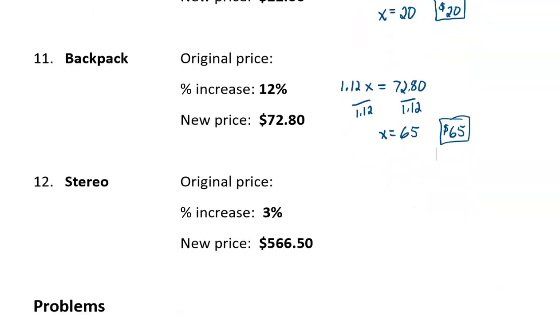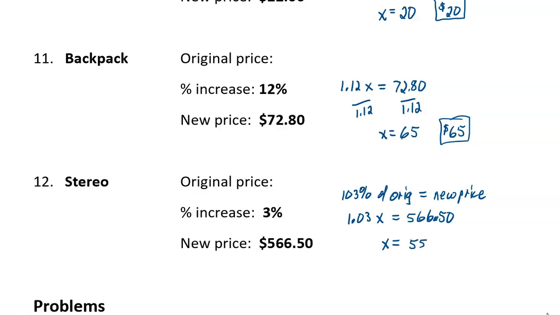Now a stereo. Same setup. We don't know the original price. We know the percent increase and we know the new price. So 103% of the original price is equal to the new price. This is 1.03 times X is equal to 566.50. Divide both sides to get X alone. And the result is 550. We want that to be in dollars.